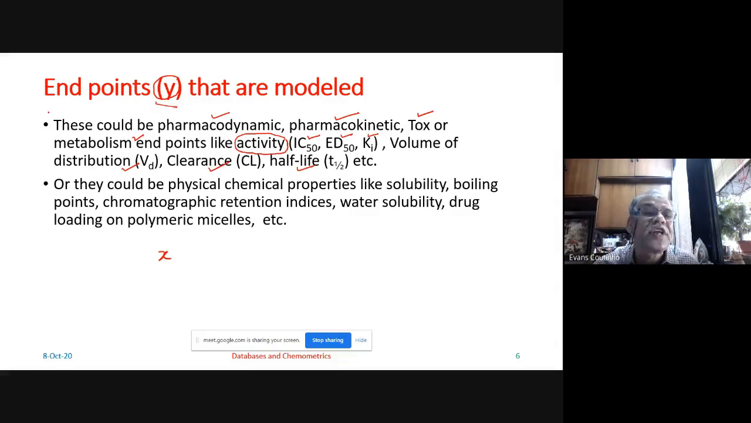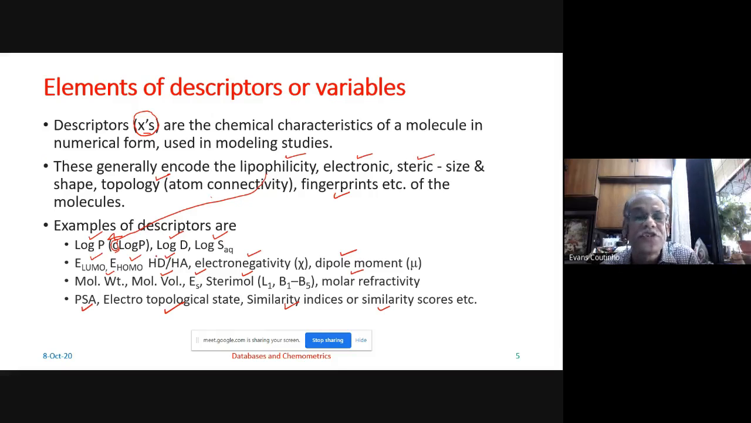But we are not only going to restrict to these biological endpoints for these molecules. They could also be physicochemical properties like the solubility of the molecules, the boiling point of the molecules, the chromatographic retention indices of the molecules. This is important, for example, to pharmaceutics people, drug loading in polymeric micelles, etc. So we have two attributes of the molecules in our database. We have the Y attributes, which is all the above, and the X attributes, which I've listed in the previous slide.